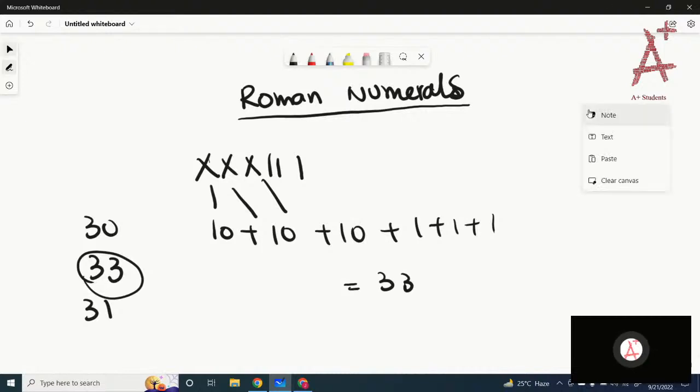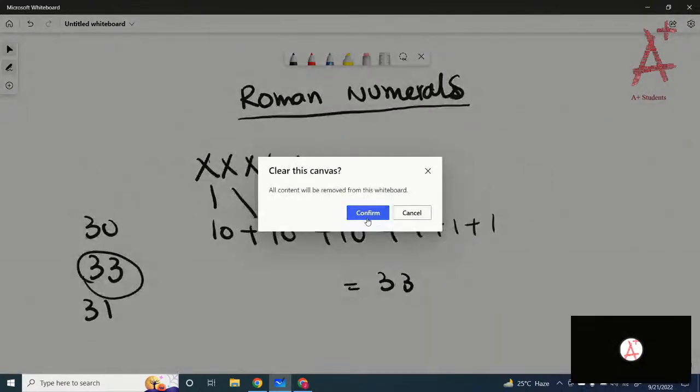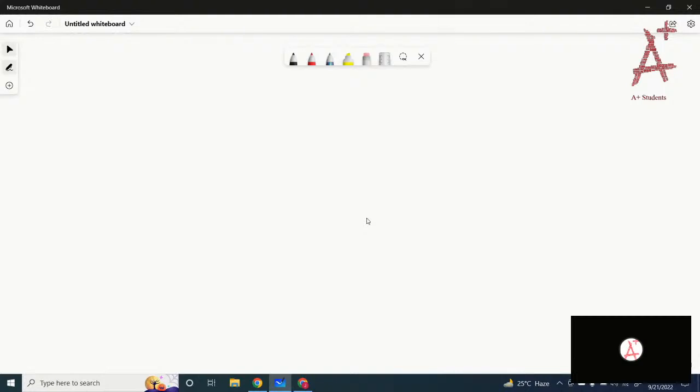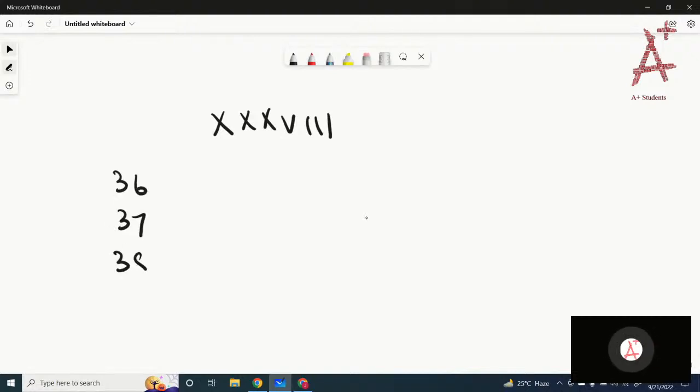Okay, the next one is: what number does the Roman numeral represent? It is XXXVIII. Again, the options you are given are 36, 37, and 38. Do you know the answer? Which one is the correct option?